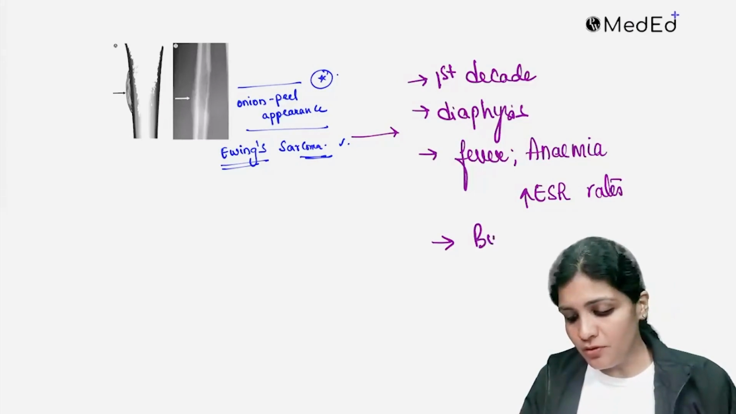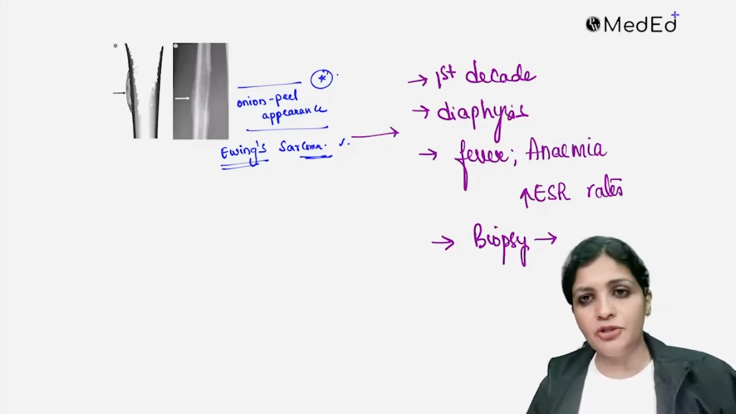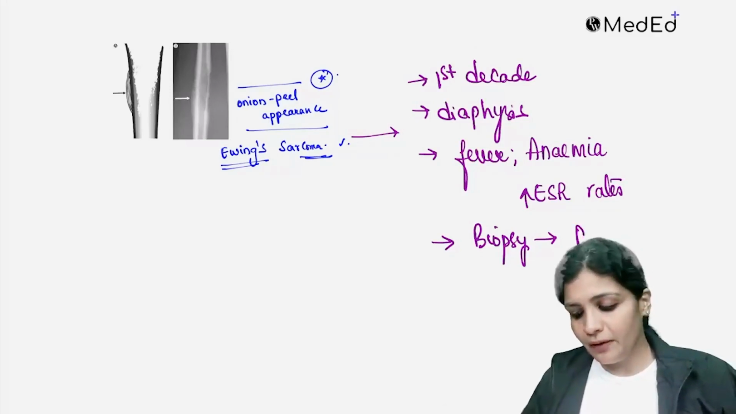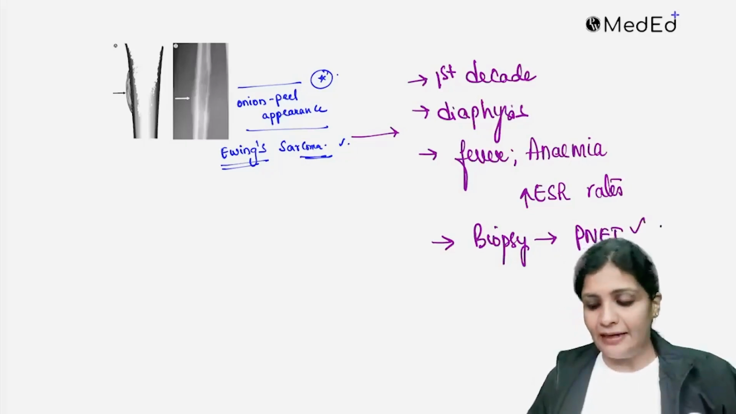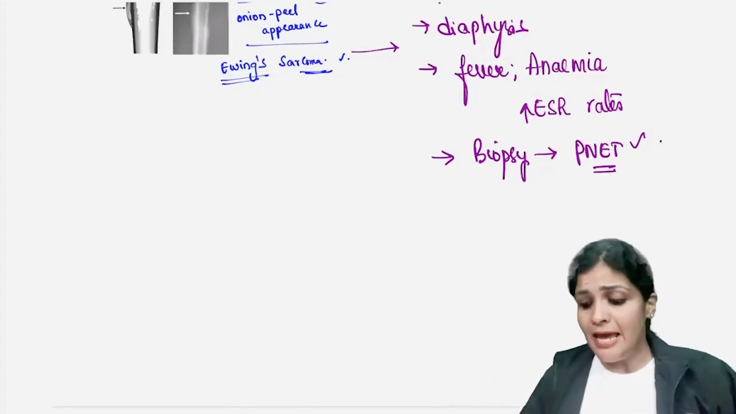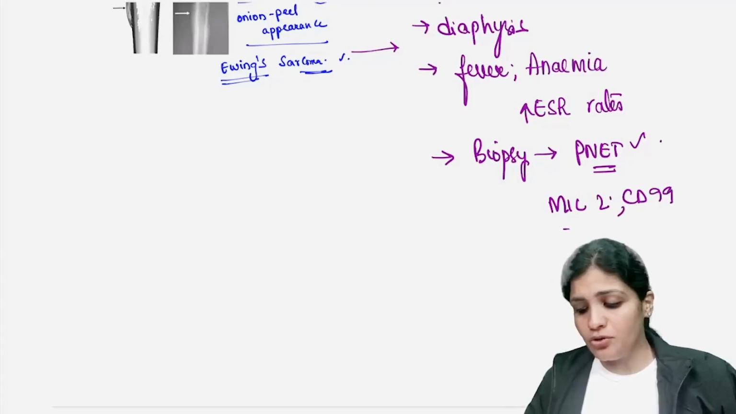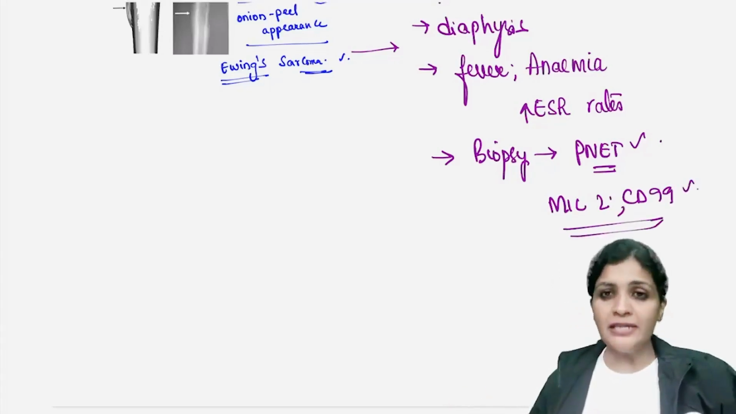And on the biopsy, what do you see for Ewing's? What type of a tumor is Ewing's? Kundan Singh, what type of tumor is Ewing's? It takes its origin from the PNET, right? Neuroectodermal tumor, right? And there are some translocations, 11;22 translocation, MIC2 positive, CD99 positive, all those you can remember regarding your Ewing's sarcoma.